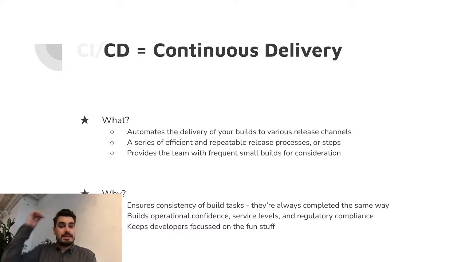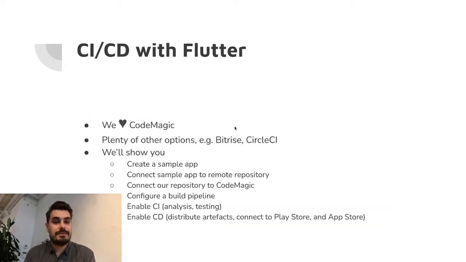Cool. So that's CI/CD. CI/CD with Flutter. So we love CodeMagic. We've used CodeMagic a lot since we started with Flutter. There are other options out there, Bitrise, Circle CI if you want to roll your own. But the important thing is that you need a MacBook or a Mac machine that can run the iOS toolchain. You can run the iOS toolchain on Linux if you want, but it's probably cheaper and more cost-effective to buy a Mac.